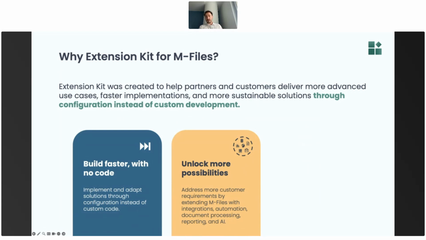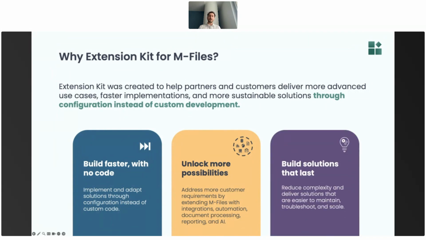The whole point of this webinar, and how we see it internally, is that we would like to show you more possibilities. That's what the Extension Kit is about: unlocking more possibilities, giving more functionalities on top of M-Files, so you can address end user requirements with more advanced features, to support more advanced use cases. And finally, what is very important is the quality of the implementation, and that's what we care about when we develop the Extension Kit.